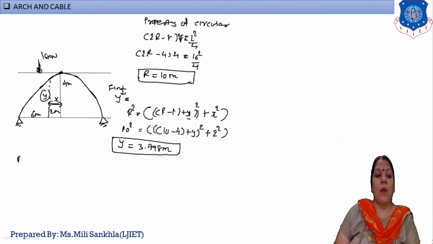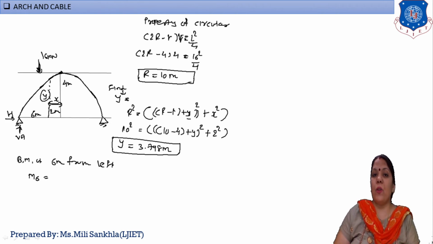So write down bending moment at 6 meter from left. Right here bending moment at 6, that means, so first of all here support reaction VA is given, then also H is given.